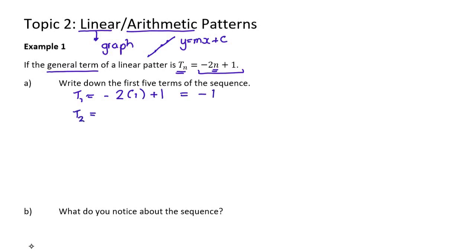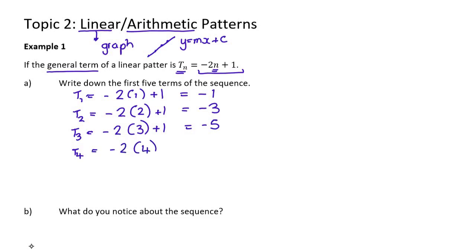T2, so the value of the term in the second position, would be negative 2 times 2 plus 1, which would be negative 3. The value of the term in the third position, and you could go on forever because you're basically just changing the value of n, is negative 5. The value of the term in the fourth position, negative 2 times 4 plus 1, is negative 7. Now I'm hoping that you are seeing a pattern because that's the point of this example. This is negative 9. So those are the values of the first 5 terms.